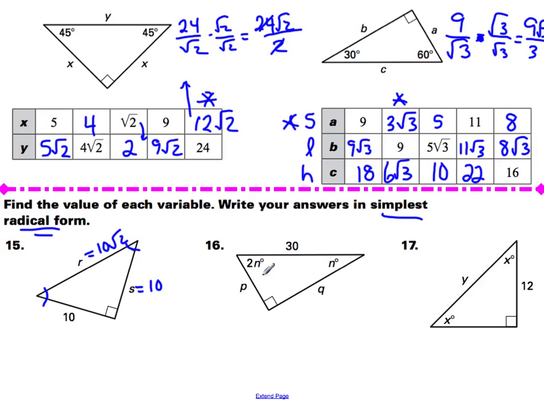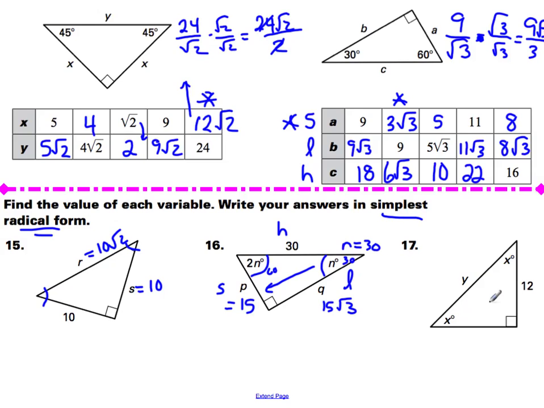In number 16, because this is N and this is 2N, I would assume that N equals 30. That means 2N is going to be 60, so that's a 30-60-90 triangle for sure. The short side is always across from the smaller angle, so that's P. So I'm given this is my hypotenuse, this is my short leg, this is my long leg. The short leg is always half of whatever the hypotenuse is, so P is going to equal 15, which means Q equals 15 times the square root of 3.